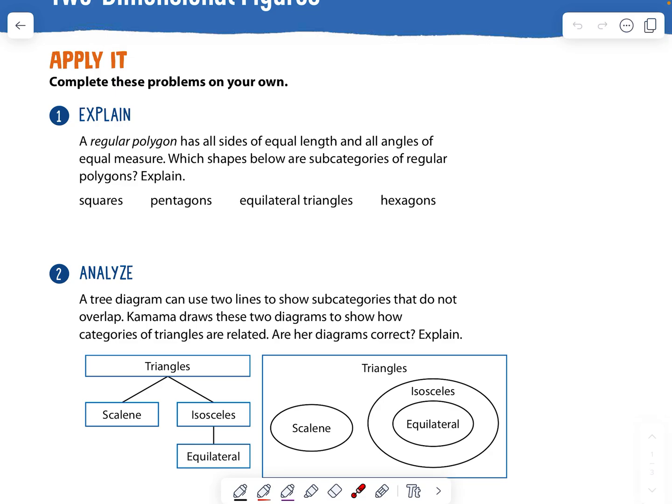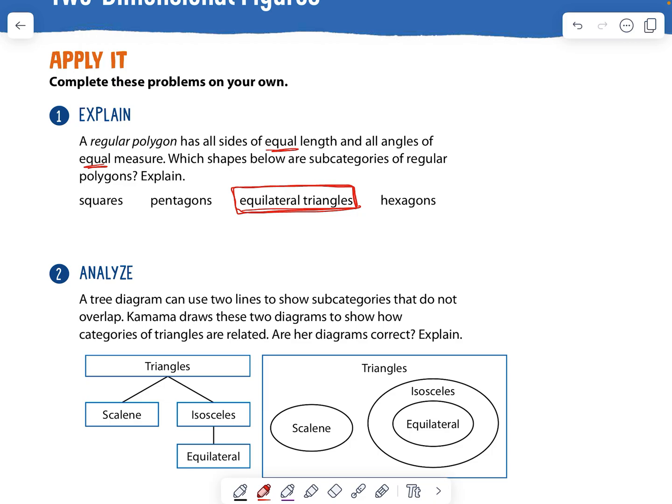Okay, a regular polygon has all sides of equal length and all angles of equal measure. Which shapes below are subcategories of regular polygons? Explain. Okay, remember, we have to remember sides of equal length and all angles of equal measure. Our key word there is equal. If you remember what equilateral means, it means that they have equal length and equal angle measures. So that one should be your first clue.